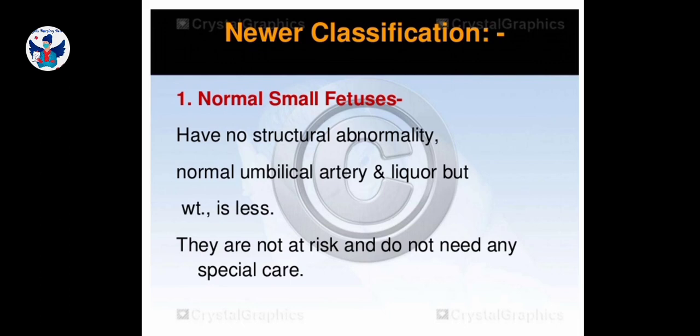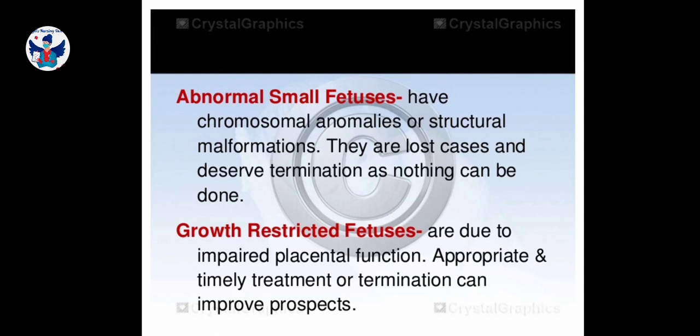Next, according to the newer classification, the first is the normal small fetus. In this case, they have no structural abnormalities and they have normal umbilical artery and liquor, but the weight is less, and they are not at risk and do not need any special care. Next, second, the abnormal small fetus. They have chromosomal anomalies and structural malformations. They are lost cases and deserve termination as nothing can be done.